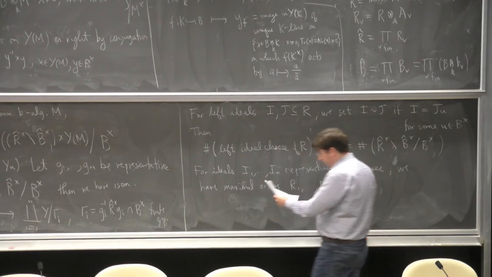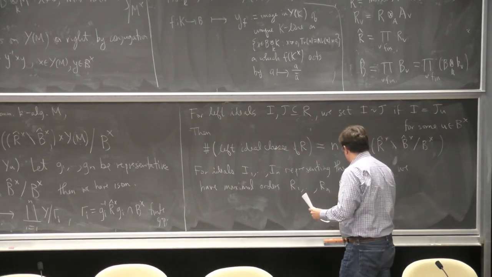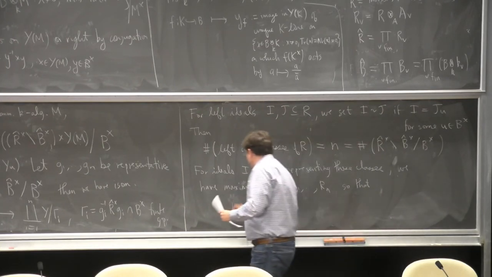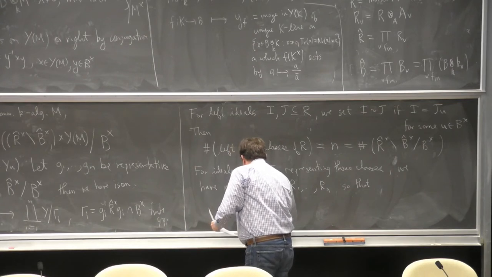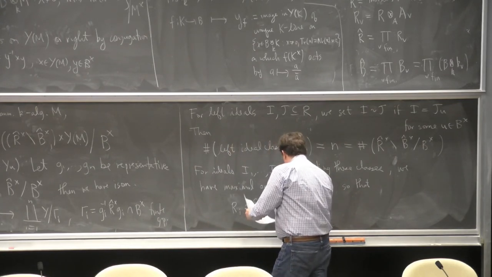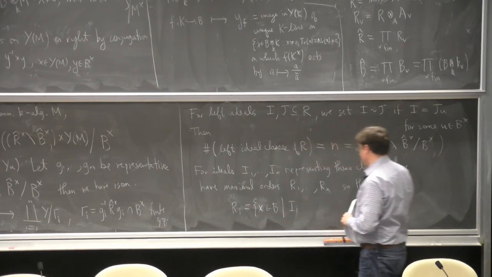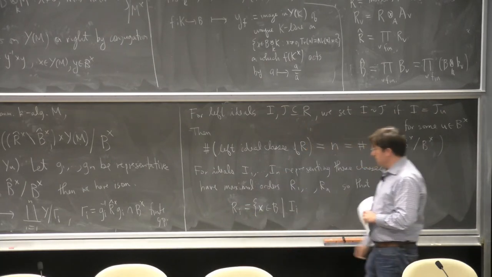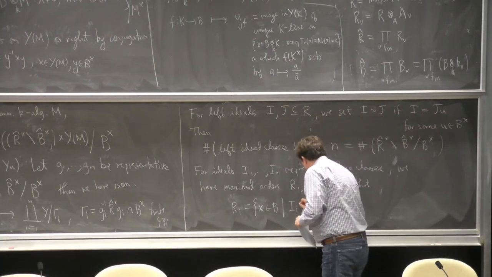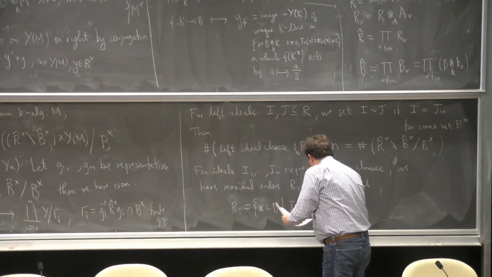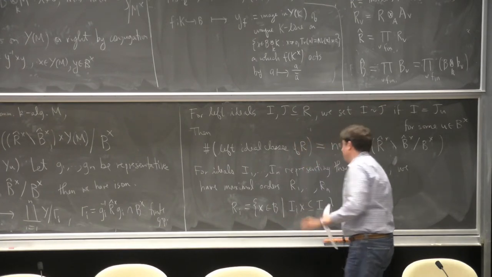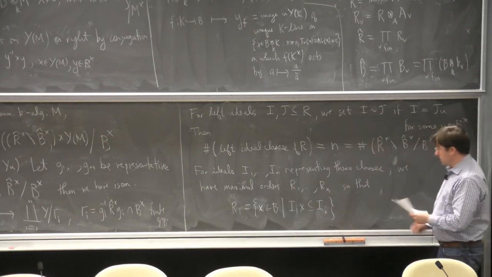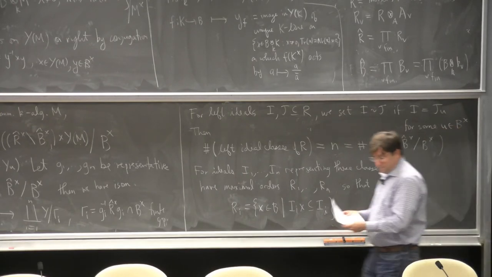R_1 through R_n such that R_i is the set of all elements of B such that x I_i is contained in I_i. So these are classes of left ideals, and these are the right orders associated to these ideals. So it's all elements of B that satisfy this. And so these are all the different maximal orders that we can construct.